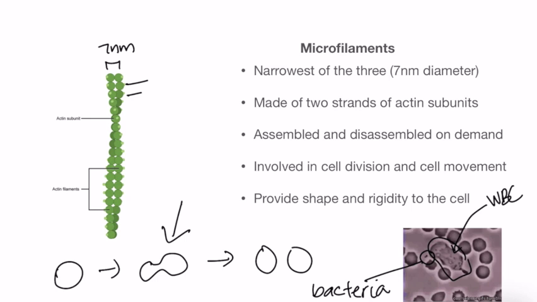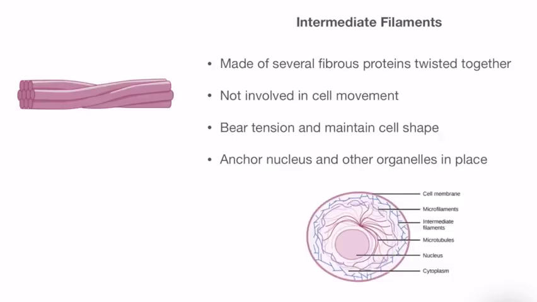Just like our skeleton system helps us move. Well, similar. Cells don't have muscles, we do. Lastly, it will provide shape and rigidity to the cell. So not only is it helping the cell move, it is helping it change its shape, and it is also providing it with rigidity. Next, we have intermediate filaments.